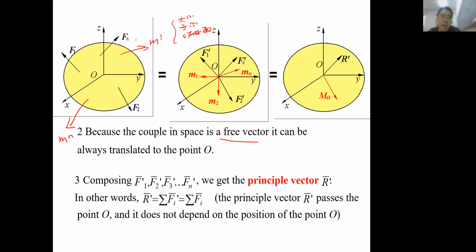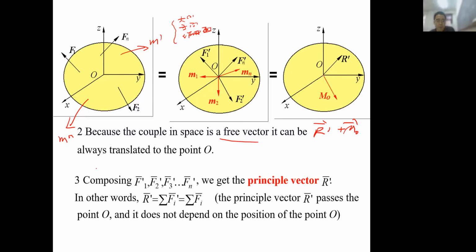But when we move a couple into point O, we need to do nothing. We can freely move these and this into point O, right? That means the general force system in space, which may include some forces and some couples, we can just use this theorem and find its final result, which is R prime plus MO, right?